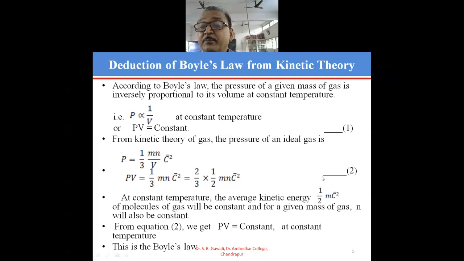So, from this equation number 2, we get PV is equal to constant at constant temperature, and this is nothing but the Boyle's law. From this expression we can write it as P is equal to constant upon V, which is the Boyle's law. So, thus we have derived the Boyle's law from the kinetic expression for the pressure exerted by the molecule of the gas, and this expression is obtained by using the kinetic theory of gases.